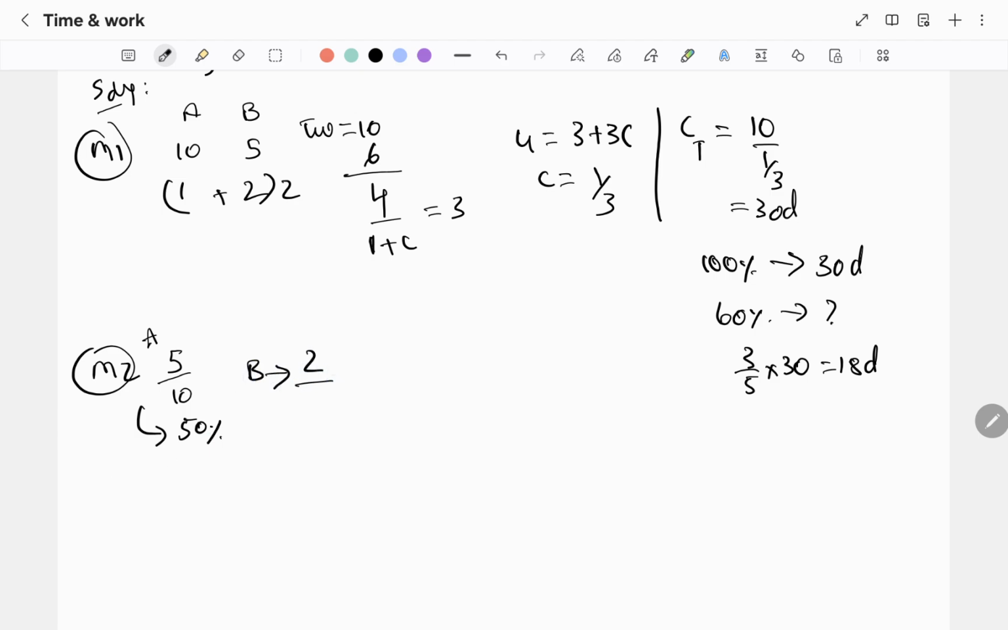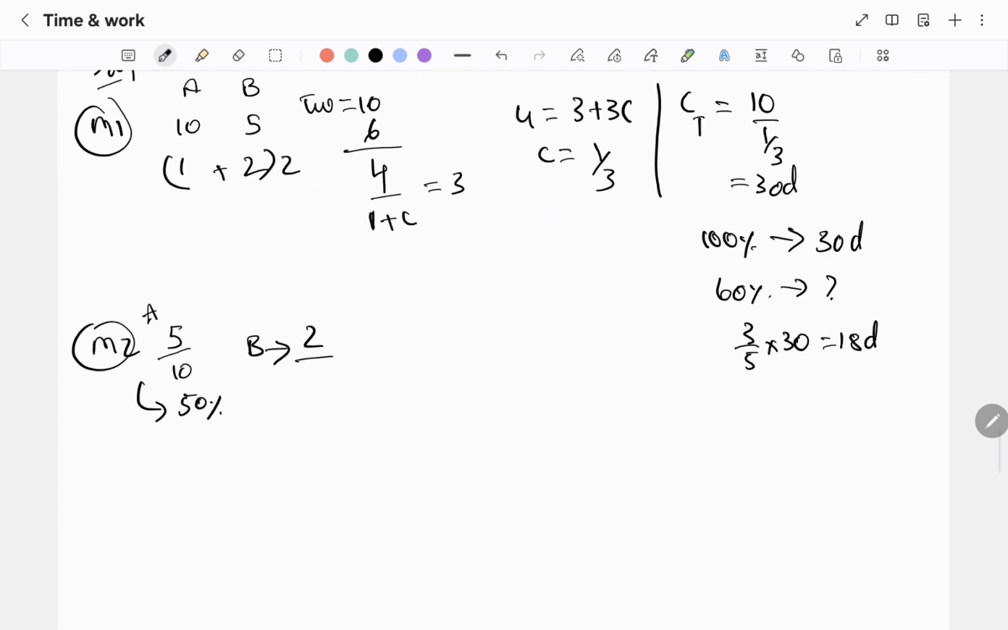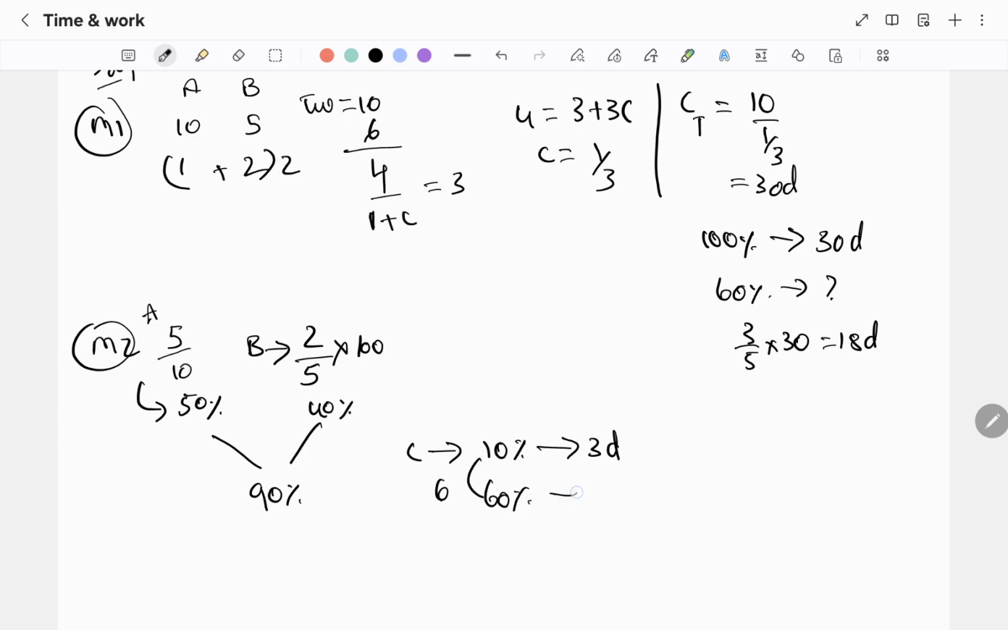Out of how many days did B work? Actually B can complete the work in 5 days. So 2 out of 5 days. What percentage will this be? 40%. So both covered 90%. Then the remaining 10%, who has to do it? C has to do this 10% in 3 days. But they are asking for 60%, which is 6 times that. So 3 into 6, 18 days.